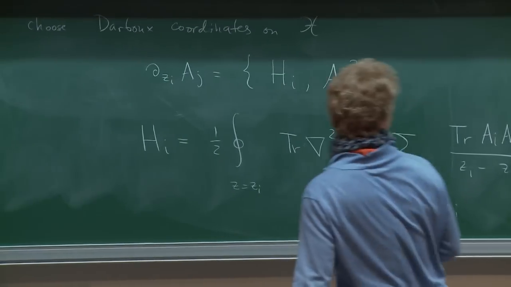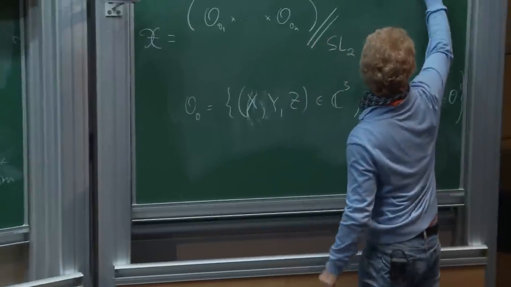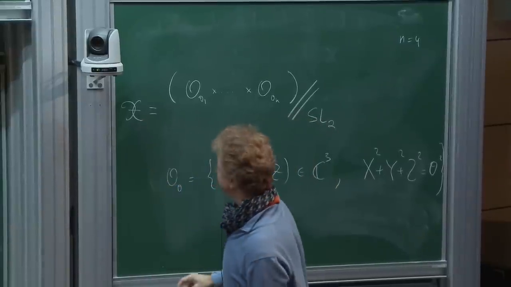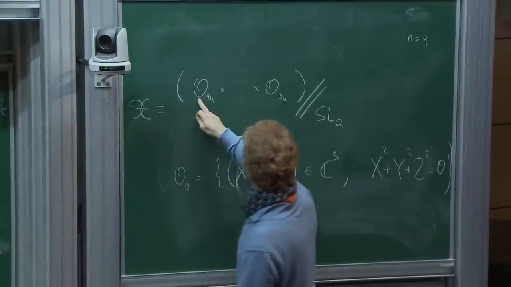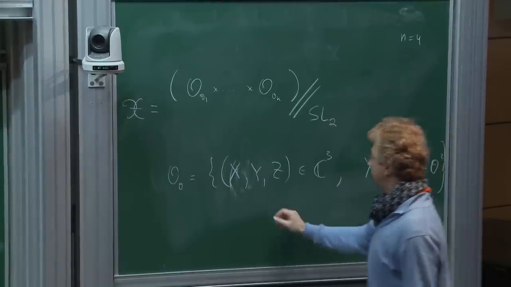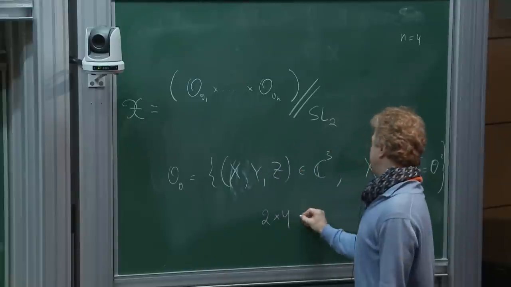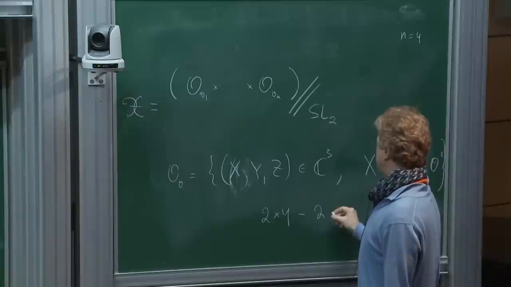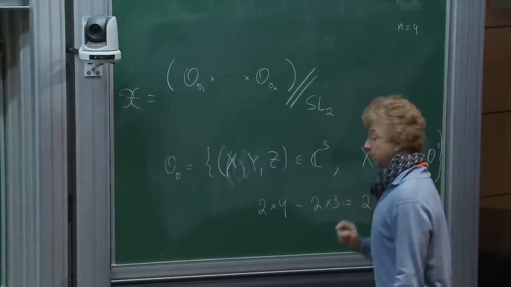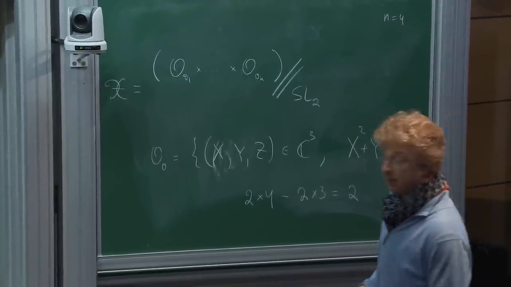So first of all, if n equals 4, which is the case which I'm considering here, this is actually a surface. Each orbit is two complex dimensional. You have 2 times 4, that's the dimension of the space here, and you do the Hamiltonian reduction, symplectic quotient with respect to SL2, which has dimension 3. So you get a two-dimensional space. It's a surface which can be explicitly described.